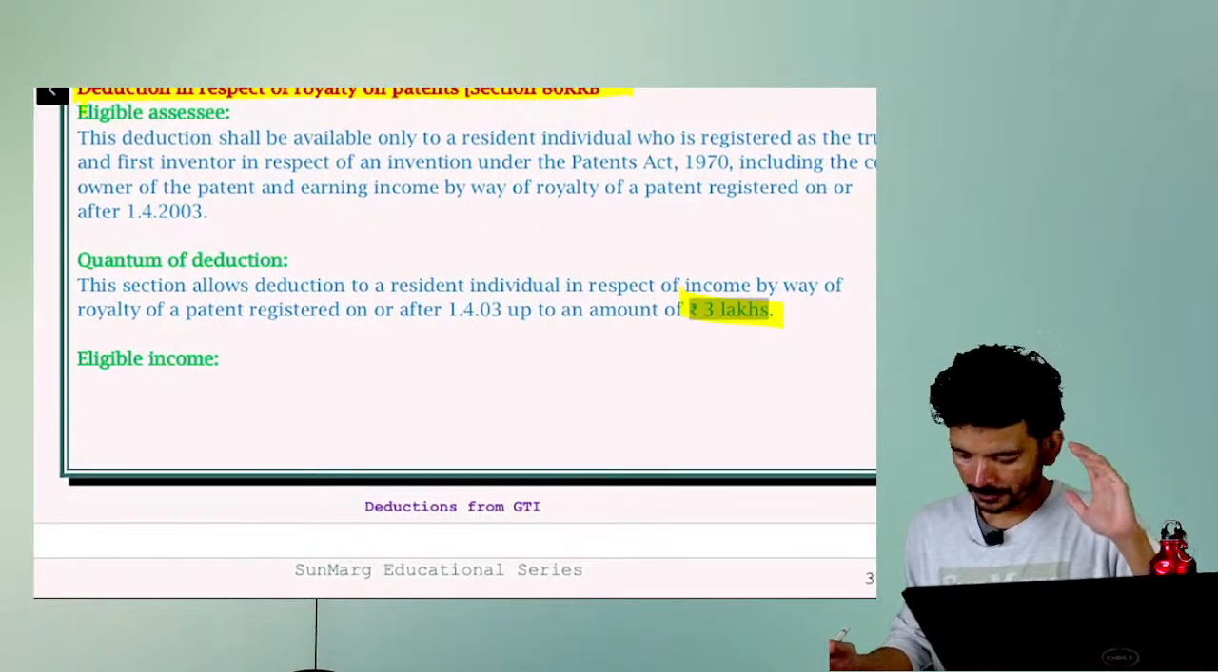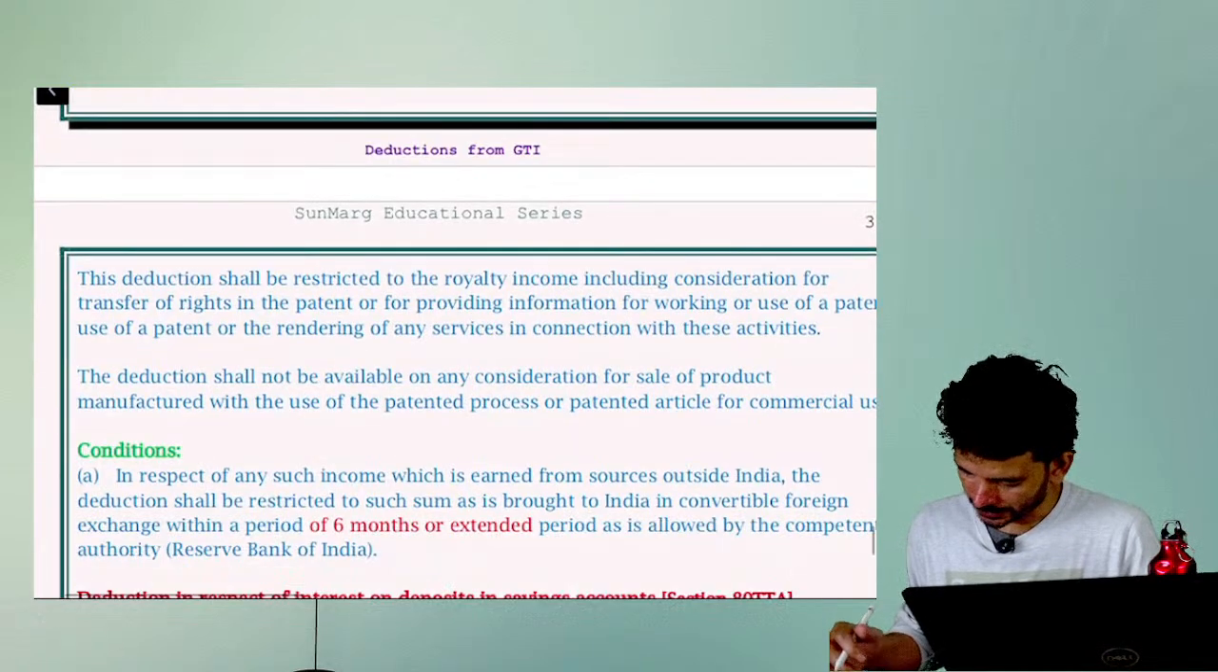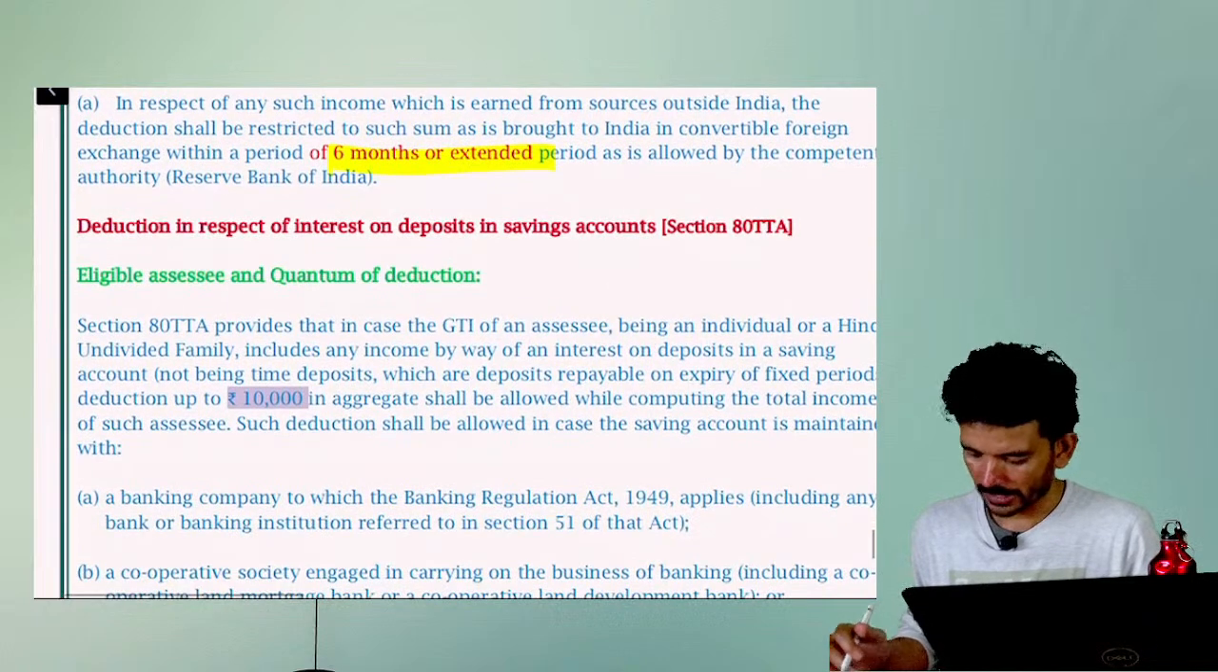If you are receiving the amount, within 6 months you should bring the money back. So that is one thing. There is nothing more into it.